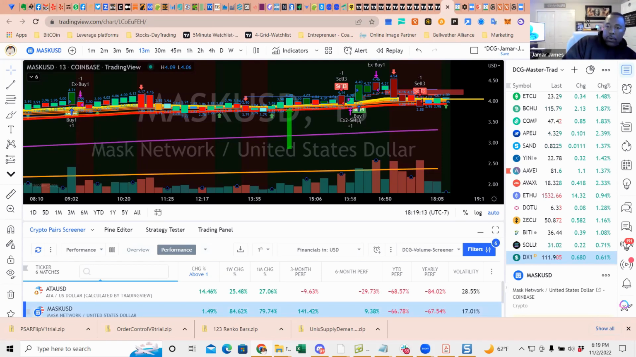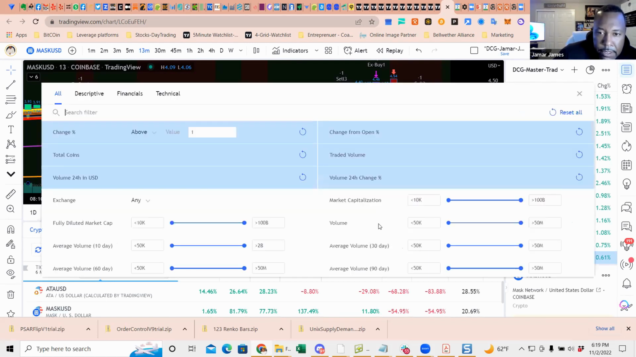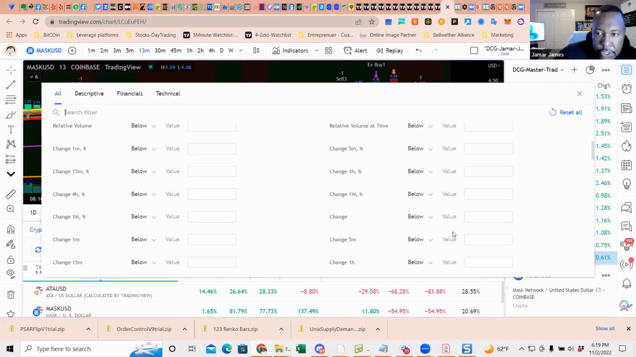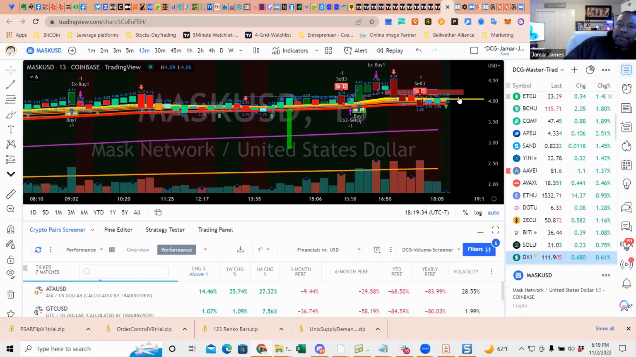So I'll probably do a Loom tomorrow and go through this biome screener again. This is basically the settings I set up. I'm only using 6 filters, but the most important one is just the above average volume coming in, above or equal in the last 24 hours. If you go above 200, you're going to pick out things that funds are coming in.